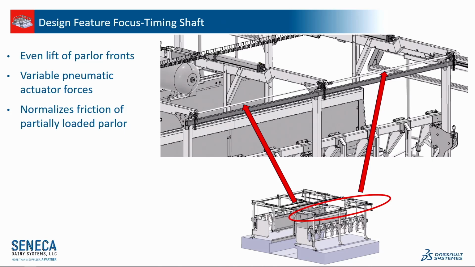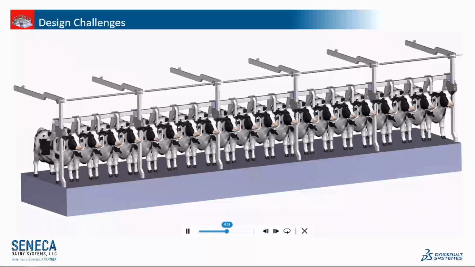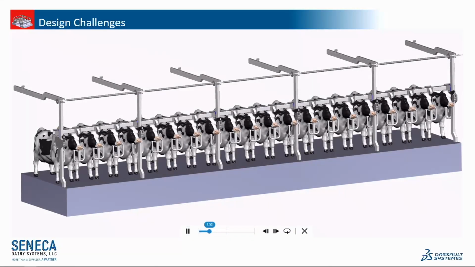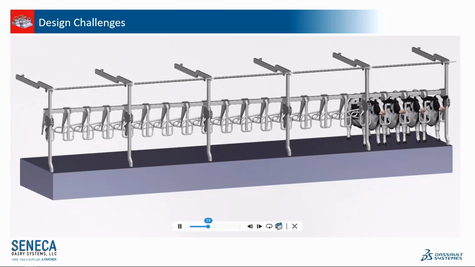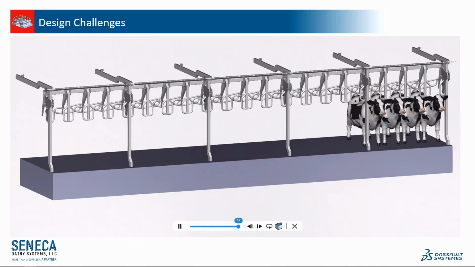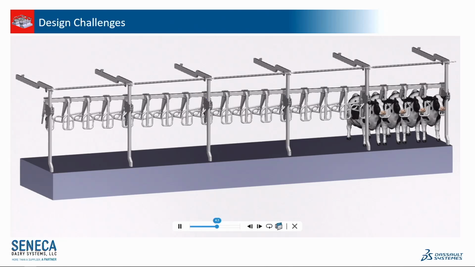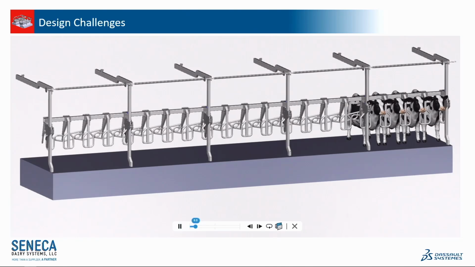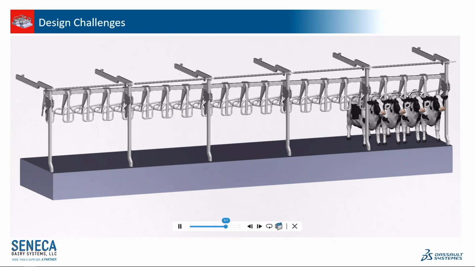So yeah, that seems all good and grand. And I got a little animation there, so that's what it would be. Everything lifts up, they step out. Okay, well, what happens when the parlor is only partially loaded and all of the friction on one side of pulling up the cows tends to cause all those fronts to lift unevenly? And the shaft is supposed to equalize all of those forces.